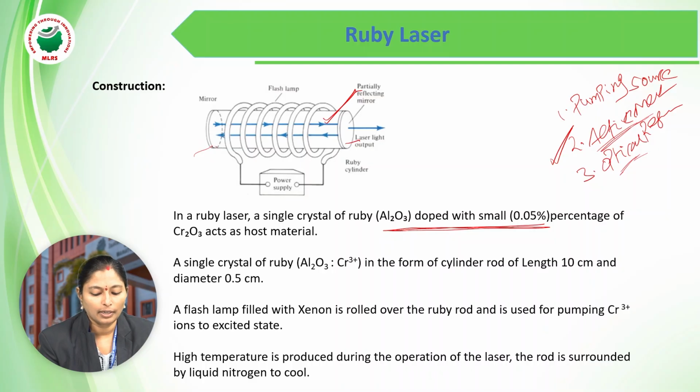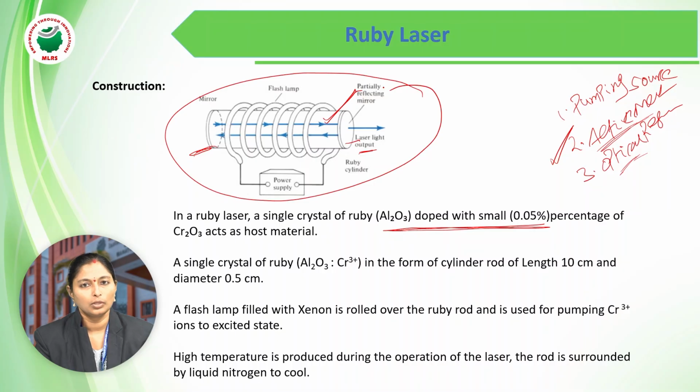So this mirror acts as M1 and this mirror acts as M2. And the whole system is kept in a coolant. Coolant means here we are supplying liquid nitrogen.